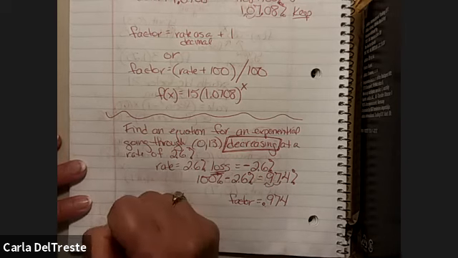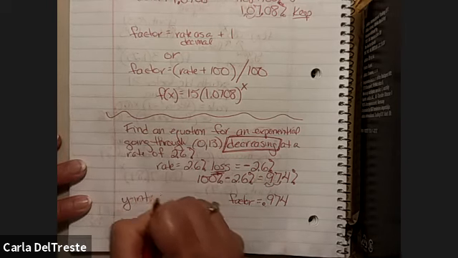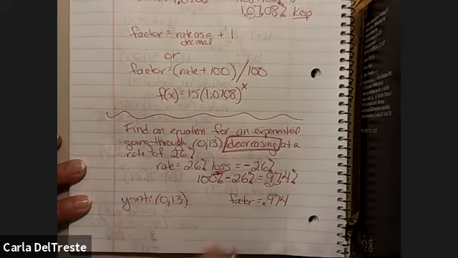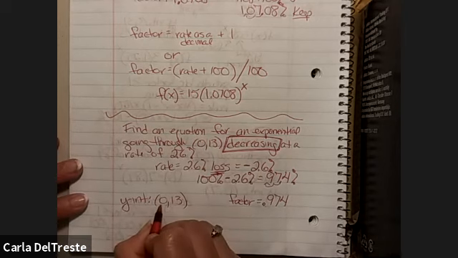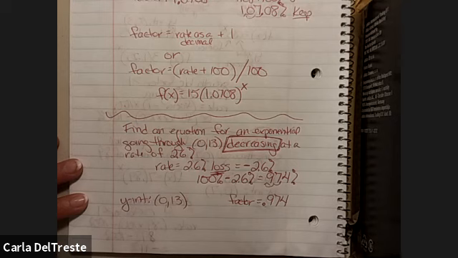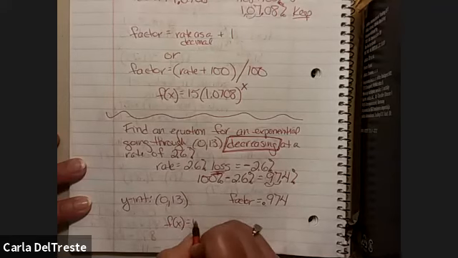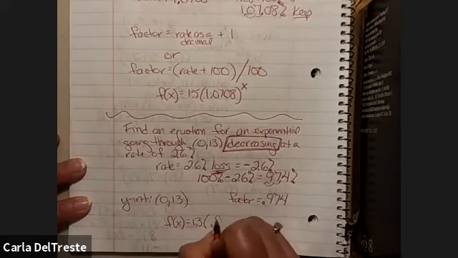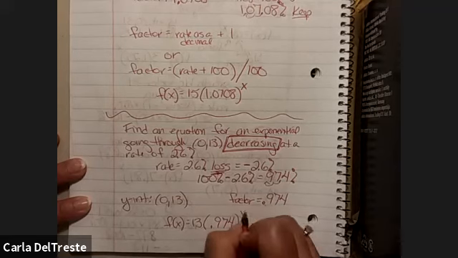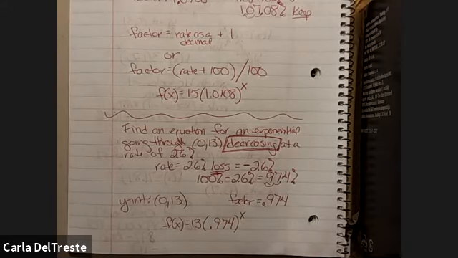So I have my y-intercept of 0, 13. I know it's the y-intercept again because my input is 0. I just figured out my factor. So my equation is f of x equals 13 times 0.974 raised to the x.